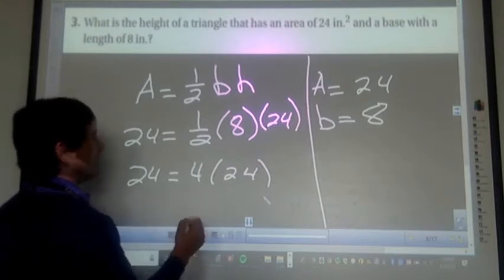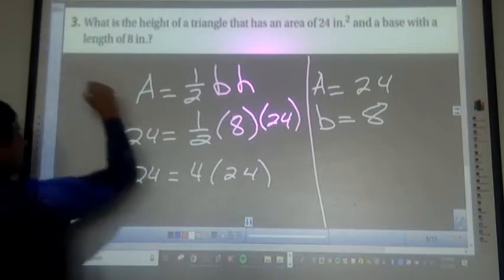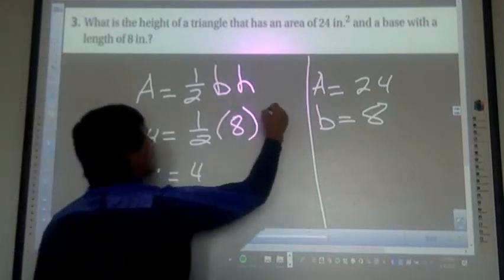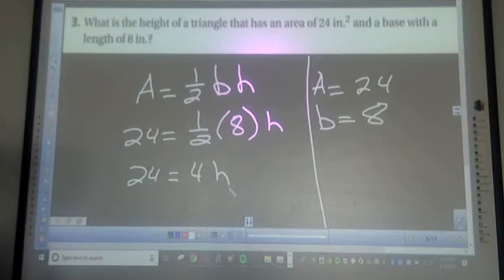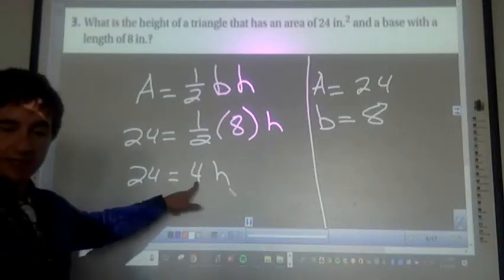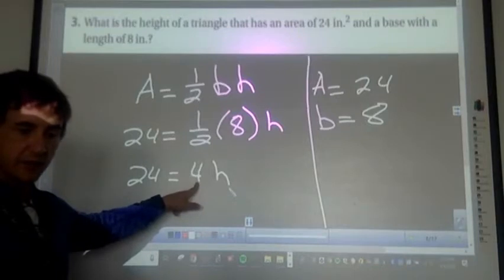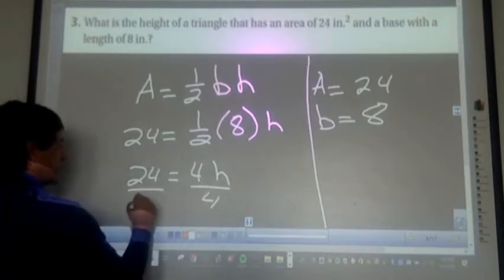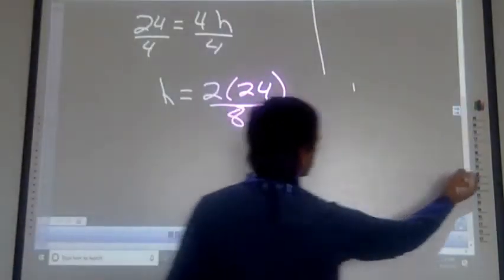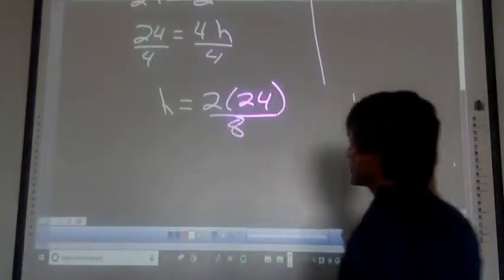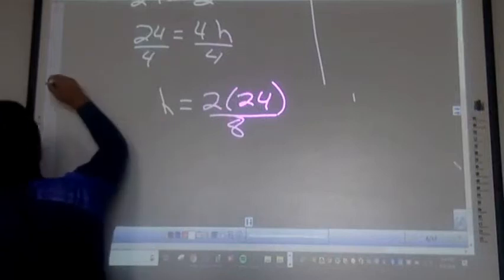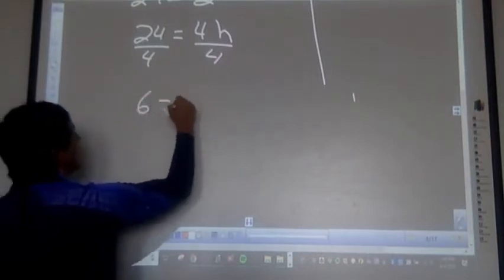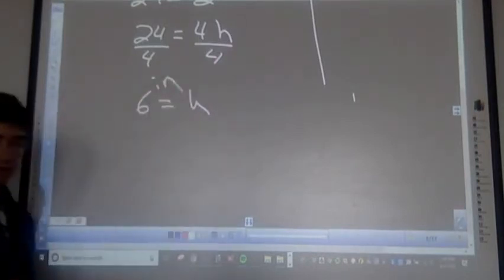I did something wrong here. I put a 24 in for the height. Shouldn't have done that. This should be height over here. Got a little crazy with my 24. So what's the last step? Divide by, show me with your fingers. 4, right? So your height is 6, whatever the units were, inches. And it's 6 inches, okay?